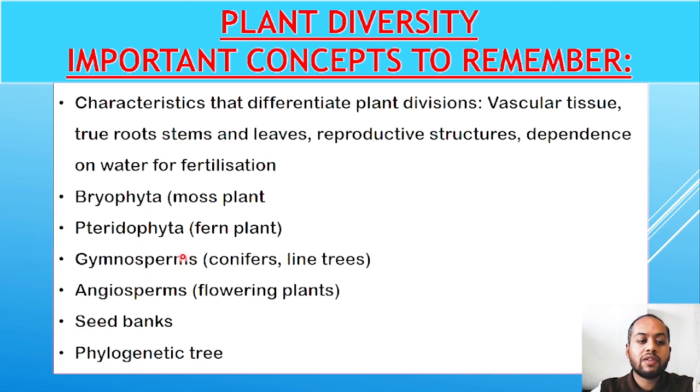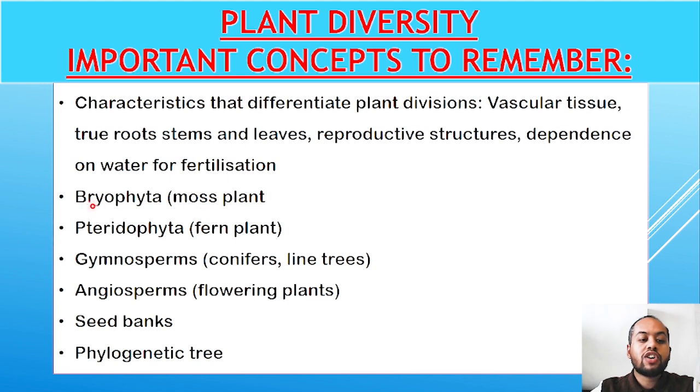There were 4 plant divisions, namely Bryophyta, which was the moss plant, Pteridophyta, which was the fern plant, Gymnosperms, which was the conifers or the pine trees, Angiosperms, which was the flowering plants. Then we also looked at seed banks, and most importantly, we looked at interpreting a phylogenetic tree.